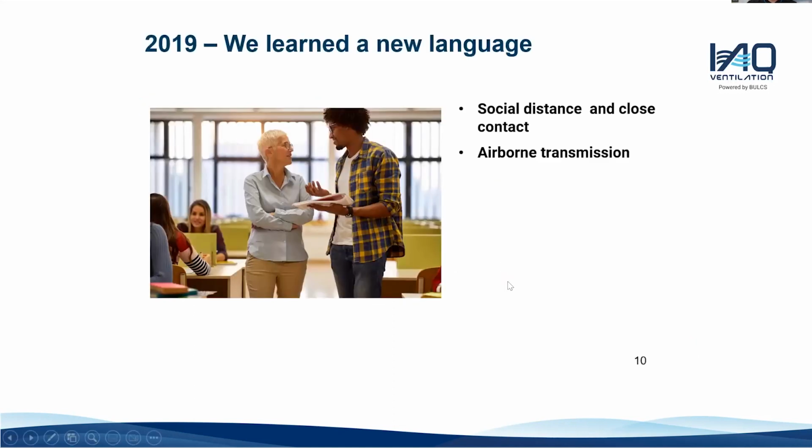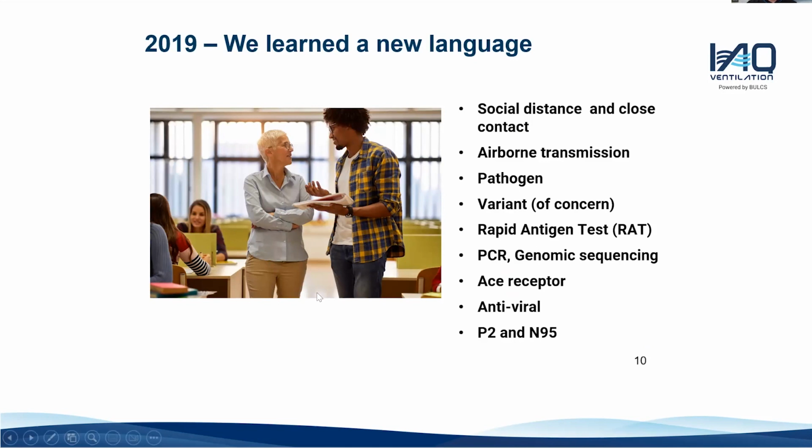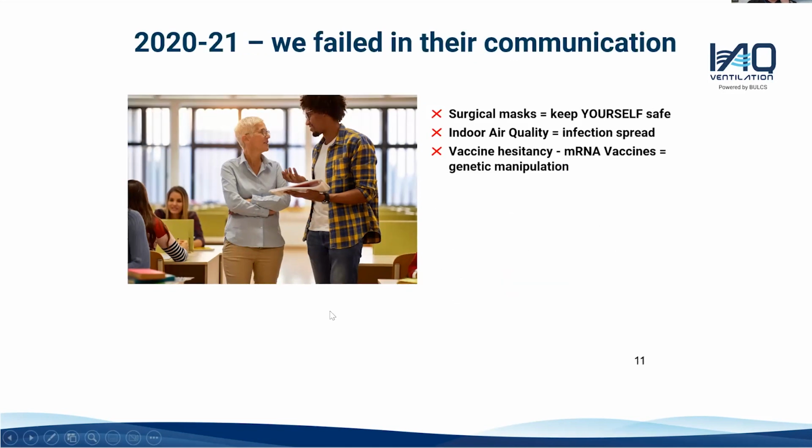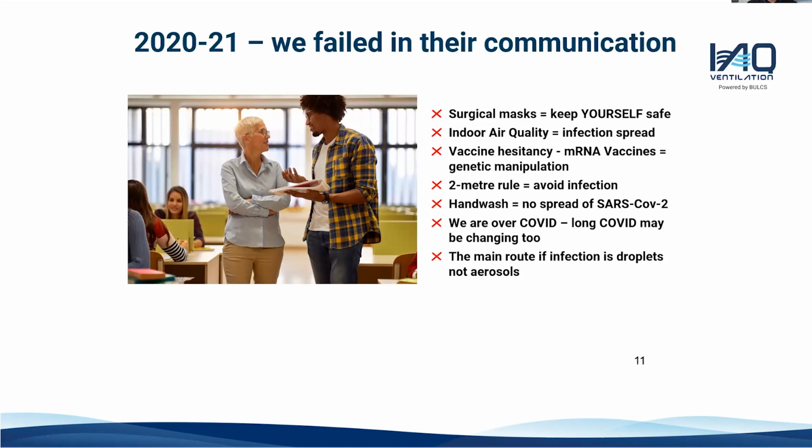So in the past, we had these different types of language, like social distance. In 2019, we learned these new words: social distance, airborne transmission, pathogens, variants, RAT tests, PM 2.5 and PM 10. But we failed to talk about how the infection spread, what is important, and how it is translated to ventilation practices and such.